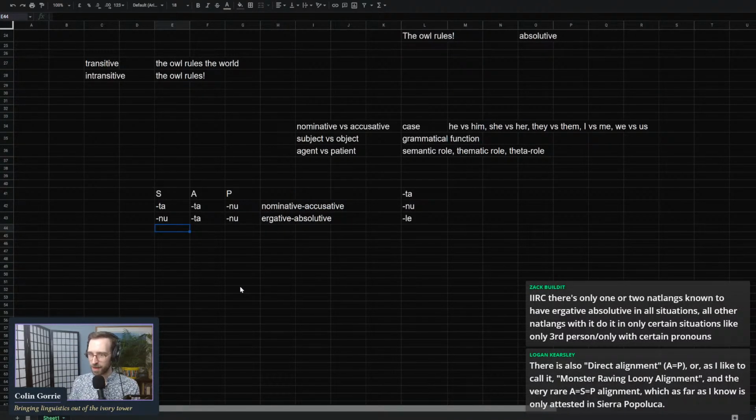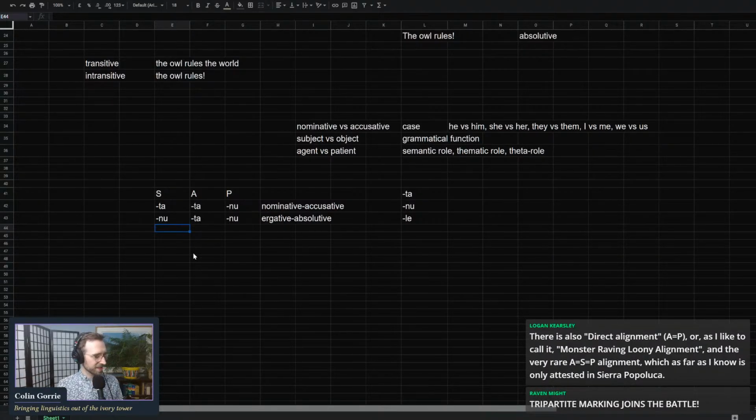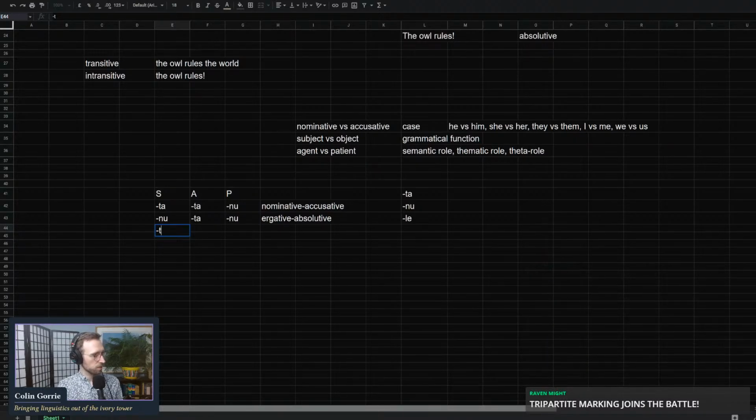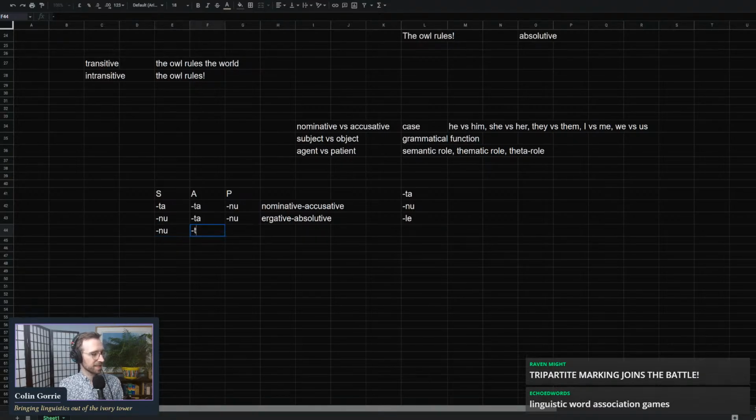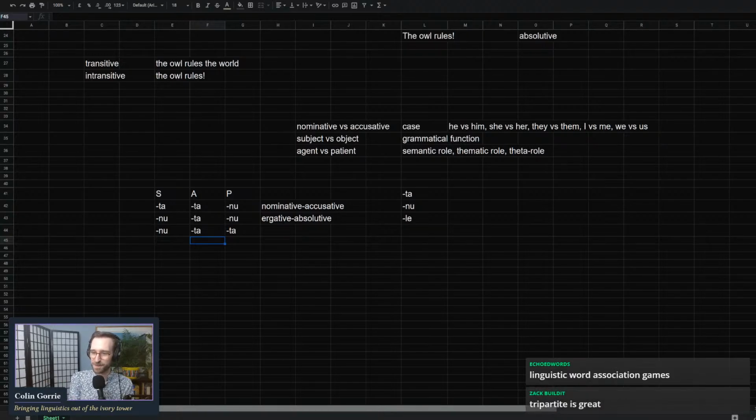Okay, what are the other options? Logically we have more options than this, right? Well, we could also have maybe nu, ta, ta. So we group A and P together. That means when you have a transitive sentence, both participants are marked the same way, and that's different from the way that an intransitive subject is marked.